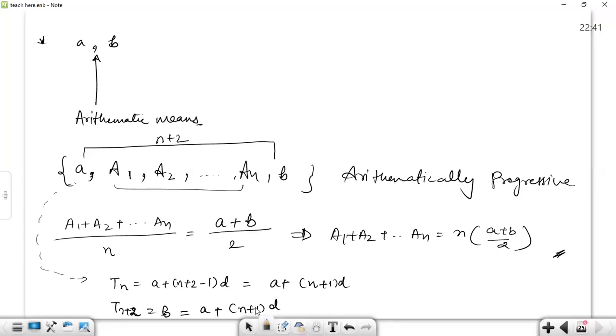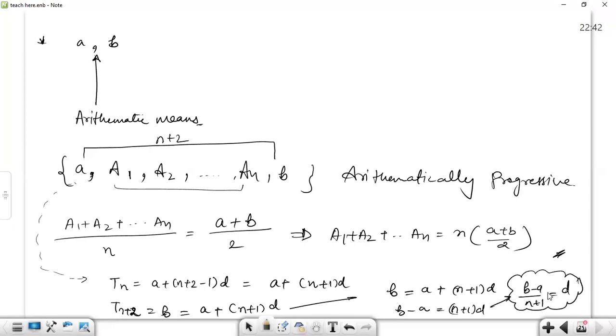So now b is equal to a plus n plus 1 into d. Now b minus a is equal to n plus 1 into d. We further write it, b minus a divided by n plus 1 is equal to d. So this is the common difference.